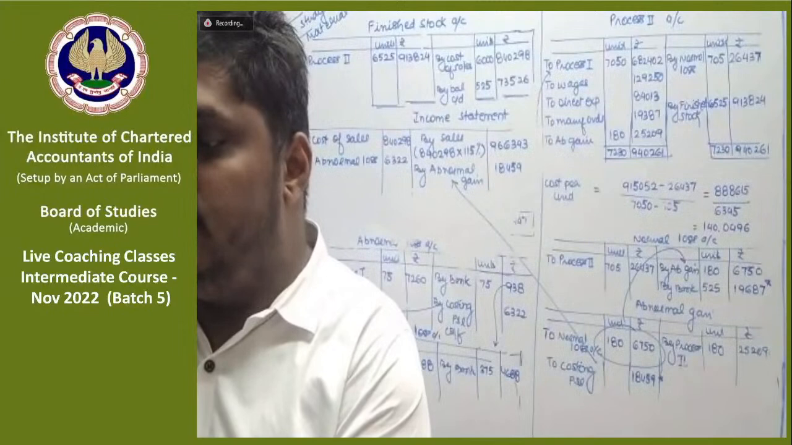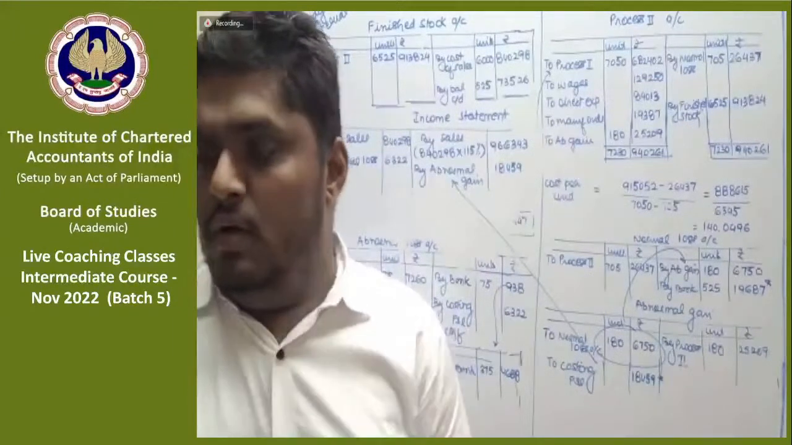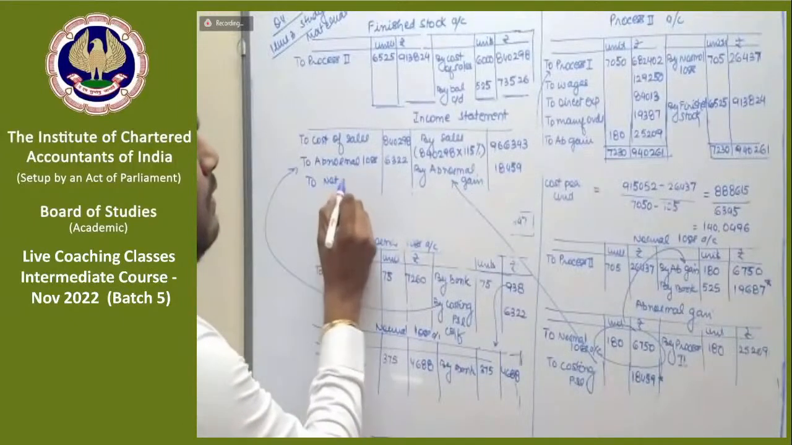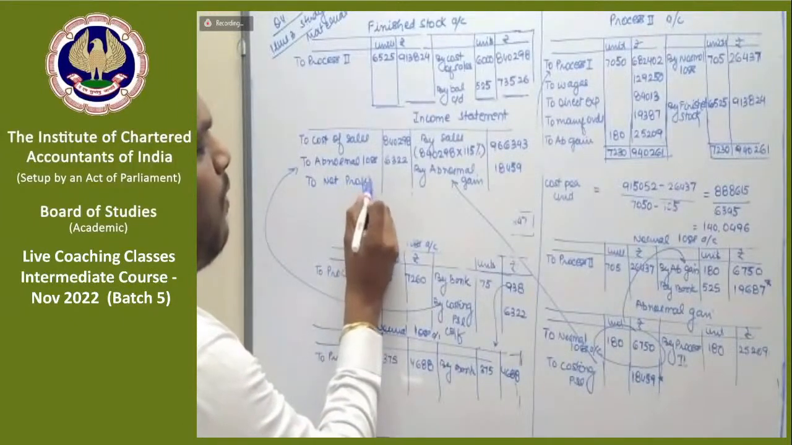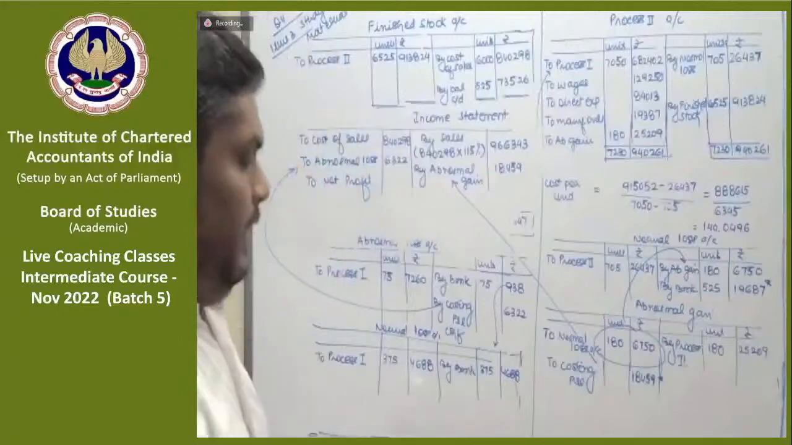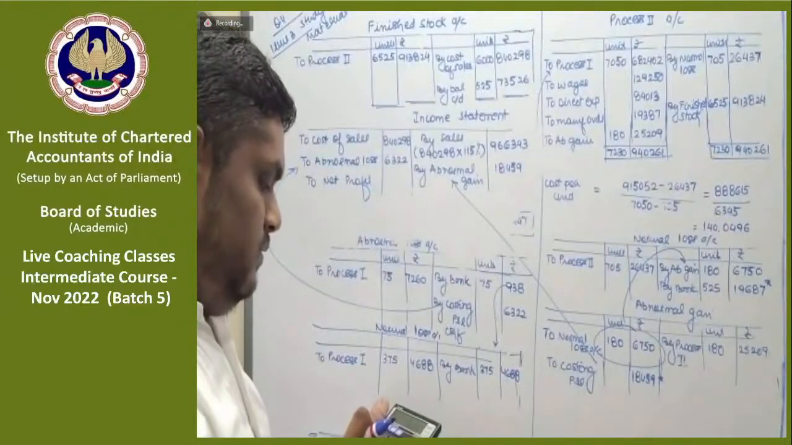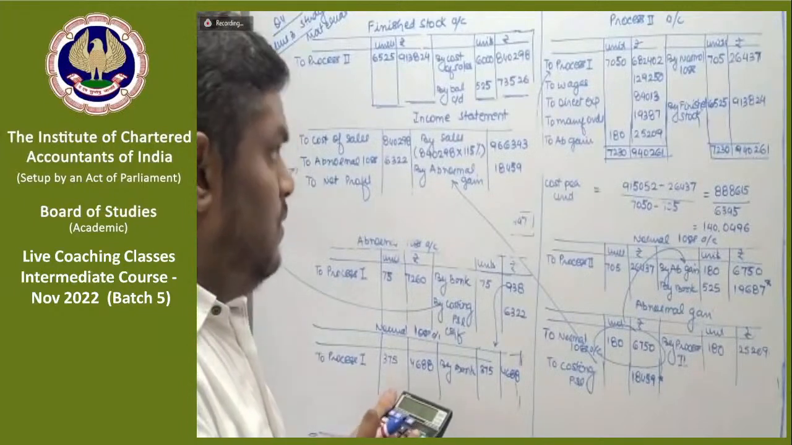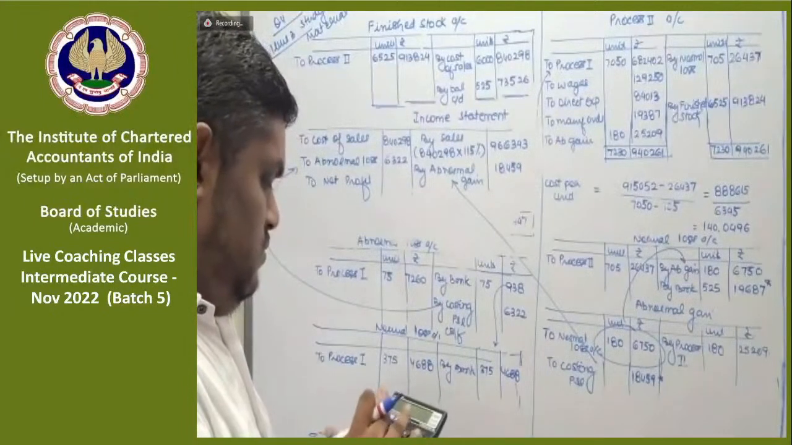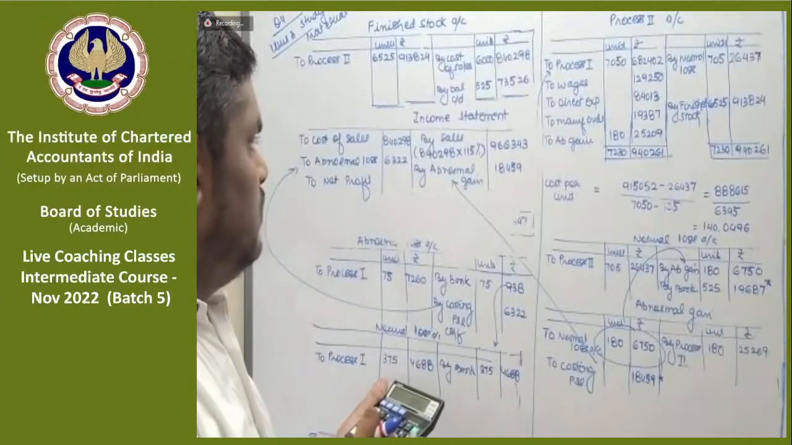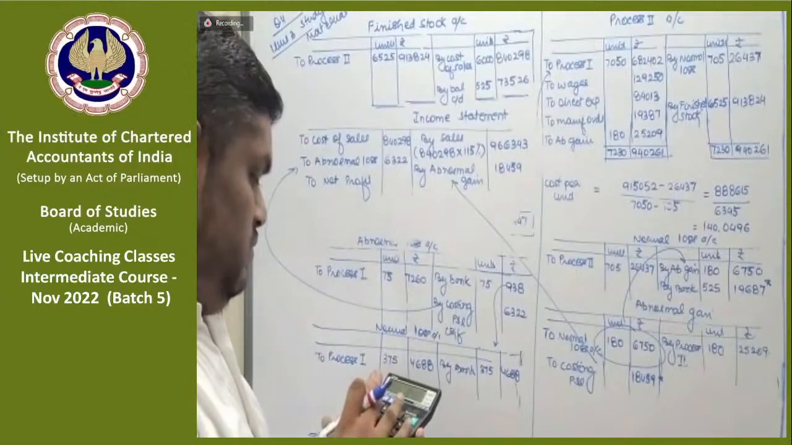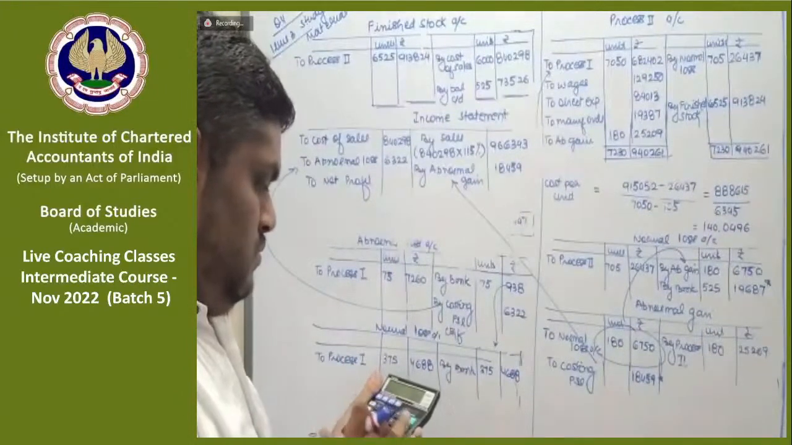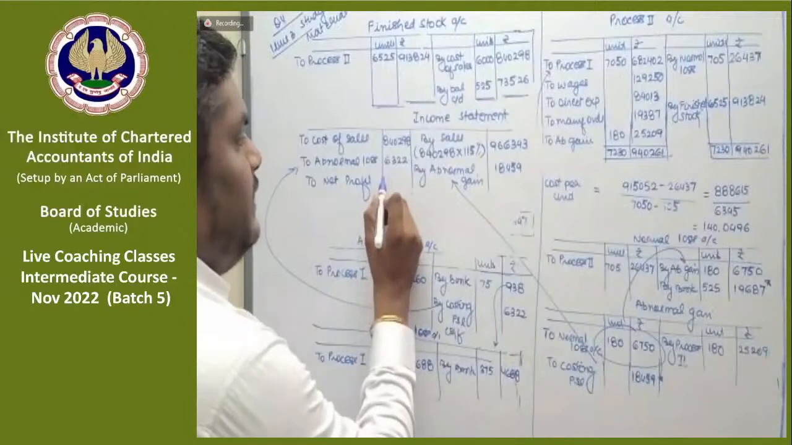Very good, guys. So the balance amount will be your net profit, and that will be $138,182.